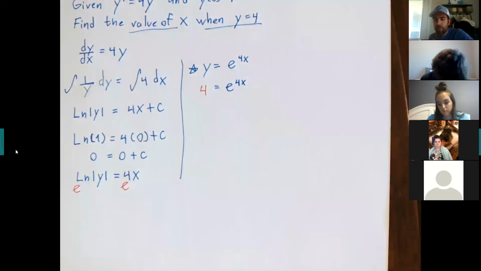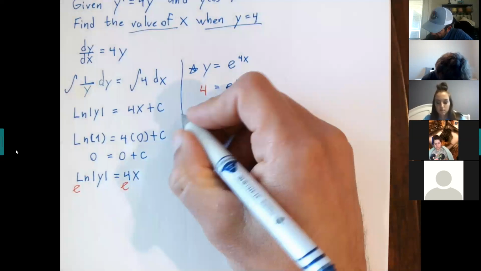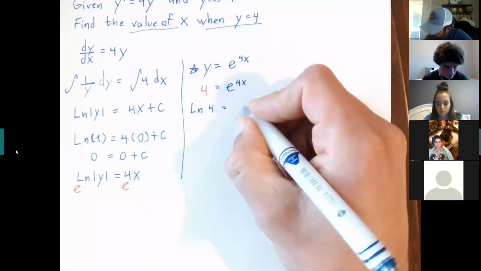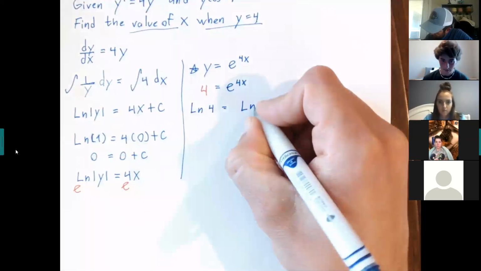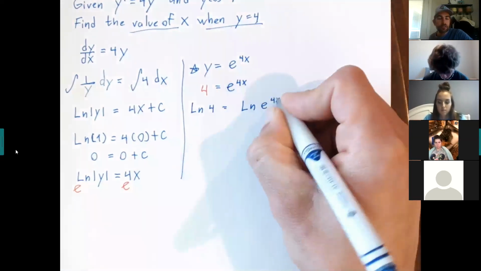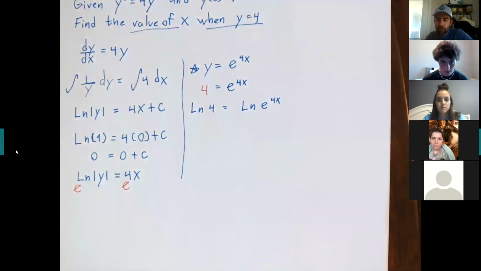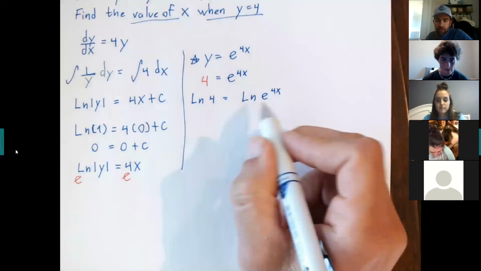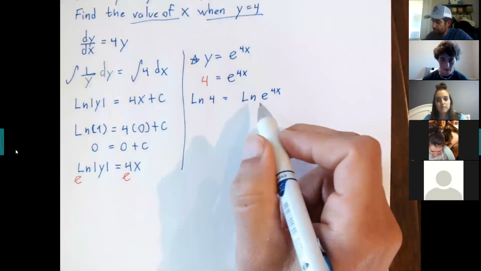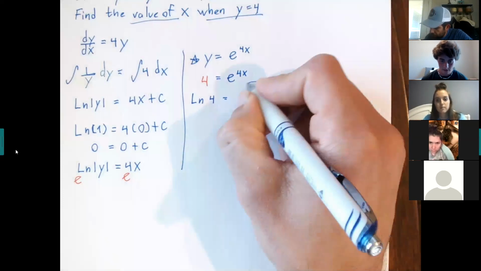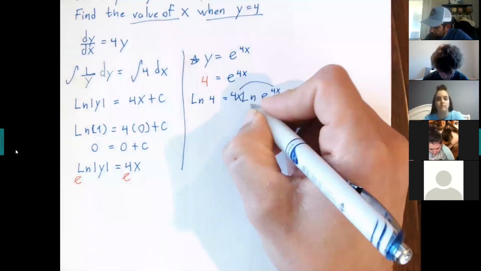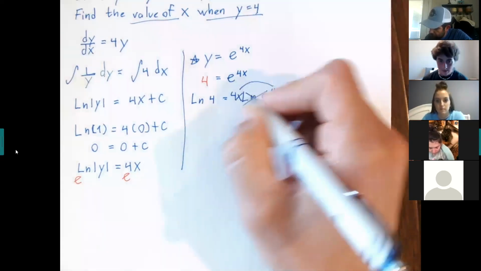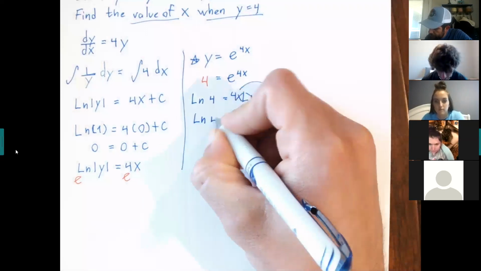Now, hopefully you remember that the inverse of e to the power is the natural log. So I'm going to take the natural log of both sides. And normally I don't do this part, but since this is going to go on the internet forever, by the properties of logarithms, I can bring that 4x over here, and the natural log of e cancels. So long story short, I end up with the natural log of 4 is equal to 4x.